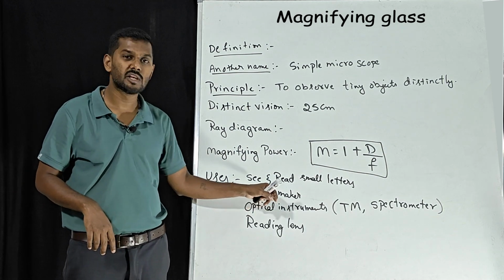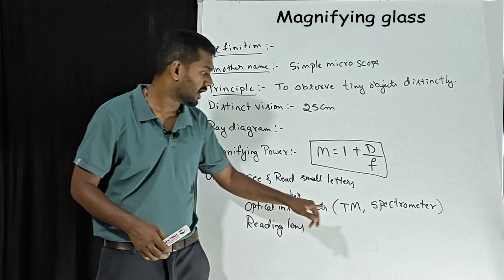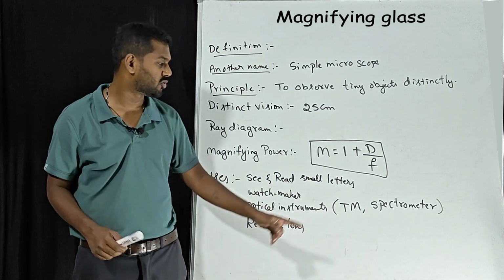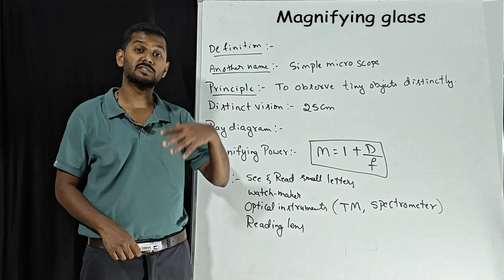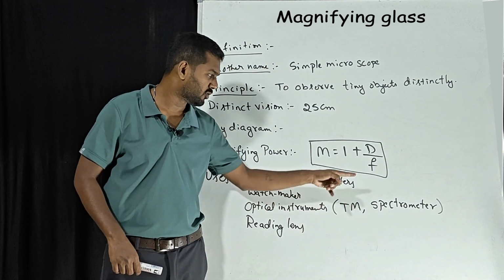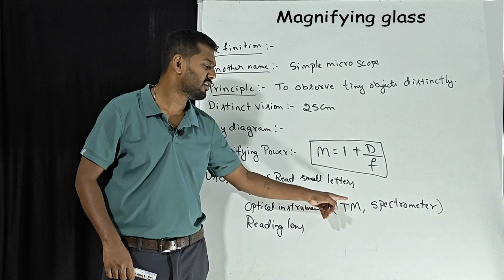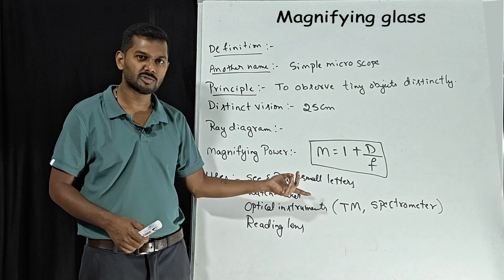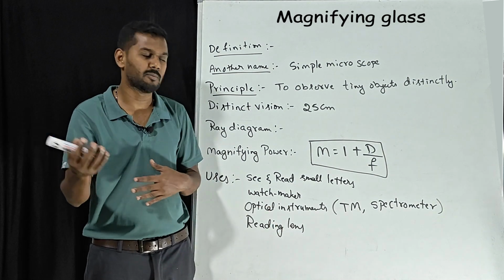Then it is used in optical instruments such as the travel microscope. In the exam, we should not use TM, because it means many things. That's why we should not use the short form. I don't have space here, that's why I have used it. It can be used as a travel microscope, that is nothing but a portable microscope.